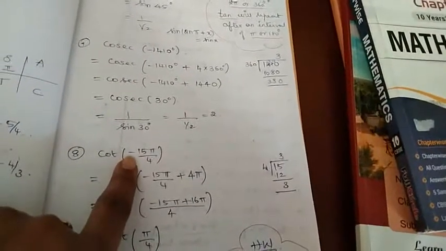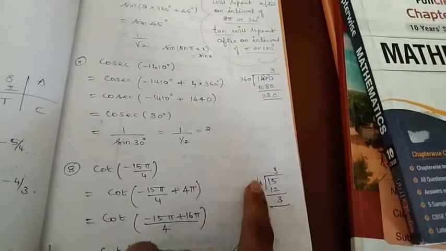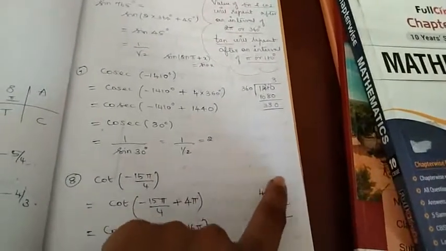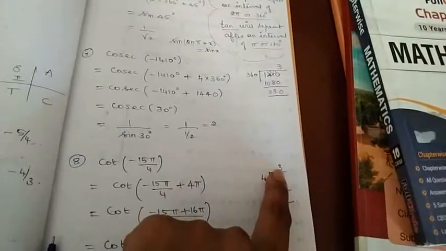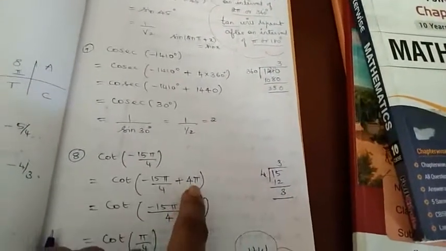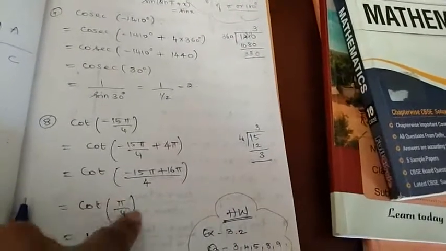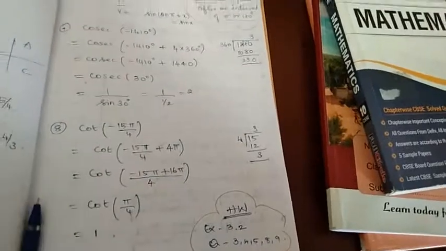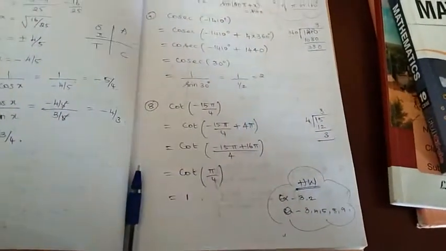The same way, if it is going to be a radian measure, what will you do? If it is going to be a negative radian measure, the same way, 15 divided by 4, you divide 15 by 4, the quotient is 3. So minus 15 pi by 4, plus the next number of the quotient, which is 4. So you add 4 pi. Now you take LCM and simplify, you will get a standard angle, then you can give your answer. This is the procedure, right?